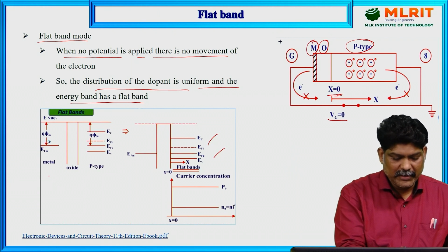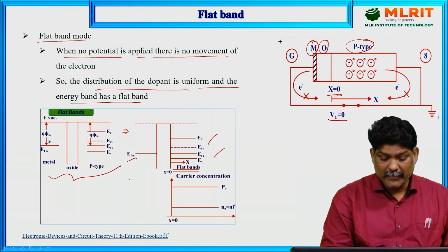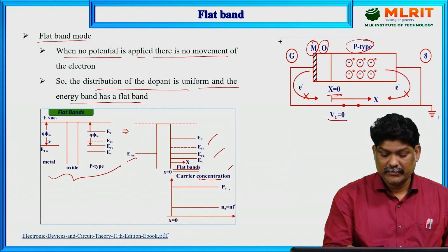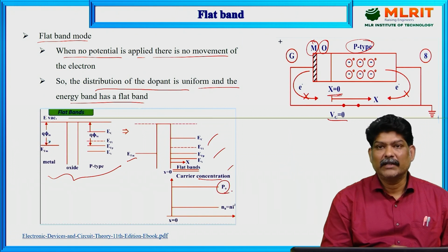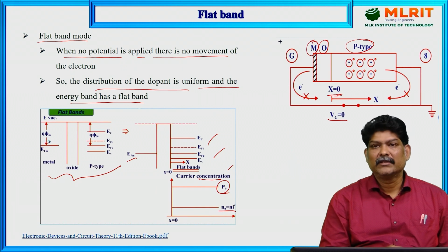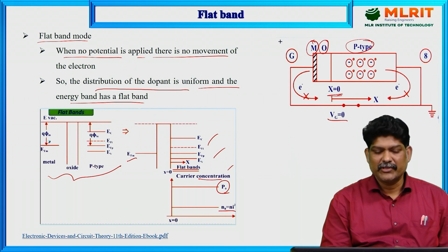So this is the initial case, flat band. Now you can observe here, this is the energy band diagram and carrier concentration. This is holes at the equilibrium condition. This is electrons, n0 equals ni squared. So all are uniformly distributed.